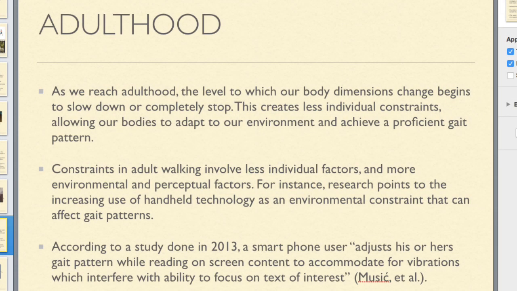As we move from adolescence into adulthood, it becomes easier to adapt to our environments due to the plateauing of growth in our body dimensions. This removes previous constraints, allowing us to achieve a proficient gait pattern. While there are less predictable constraints in adulthood, one study points to smartphone usage as a modern environmental constraint.